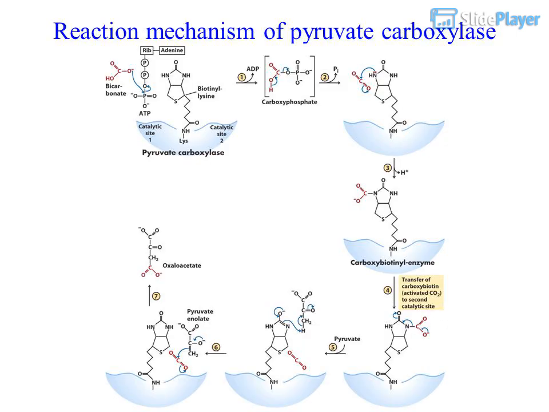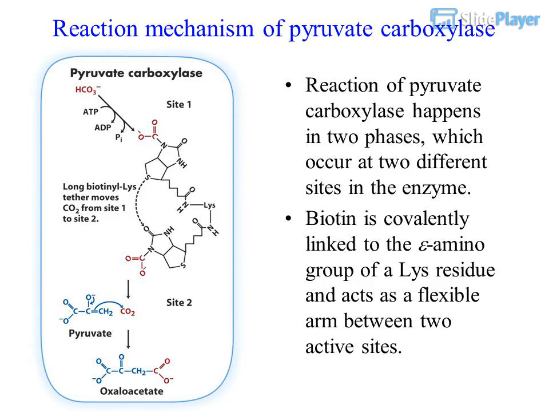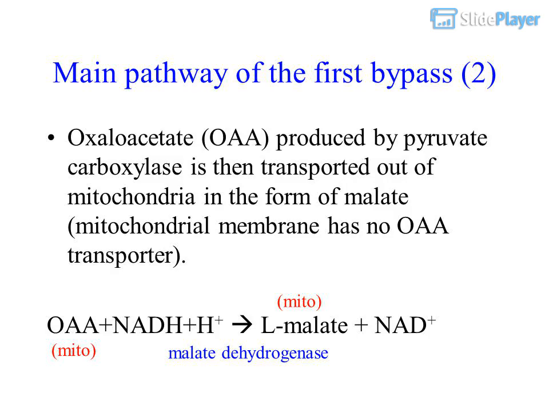Reaction mechanism of pyruvate carboxylase. Structure of pyruvate carboxylase. Reaction mechanism of pyruvate carboxylase. The reaction of pyruvate carboxylase happens in two phases, which occur at two different sites in the enzyme. Biotin is covalently linked to the epsilon-amino group of a Lys residue and acts as a flexible arm between two active sites.